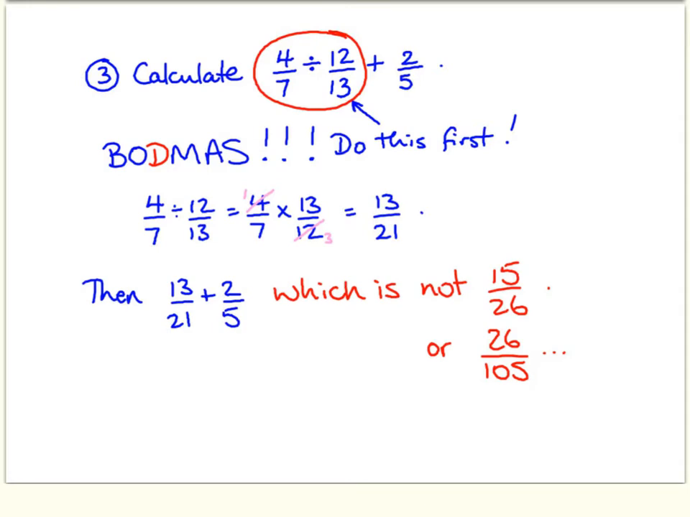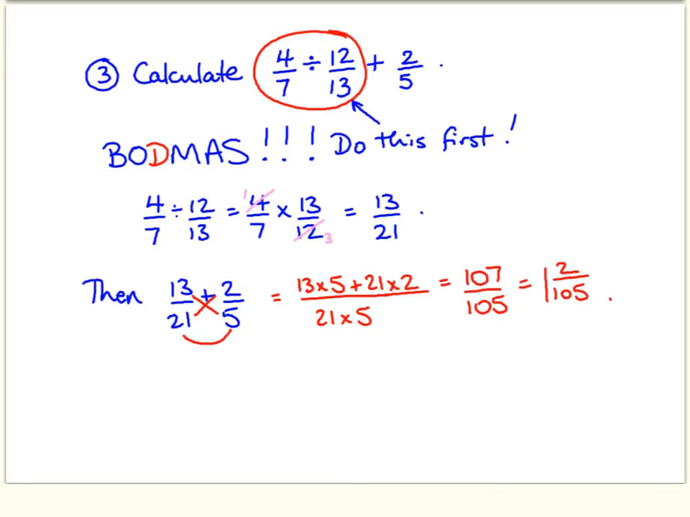But the answer is neither of these two. You can see that 13 plus 2 is 15, 21 plus 5 is 26, and for this one, 26 over 105, I've done 13 times 2, 21 times 5. No, definitely not. This is what you do.